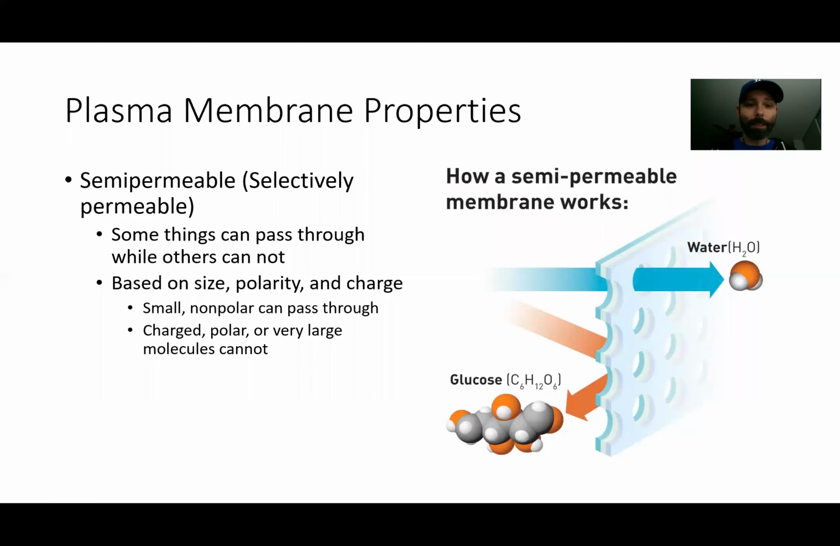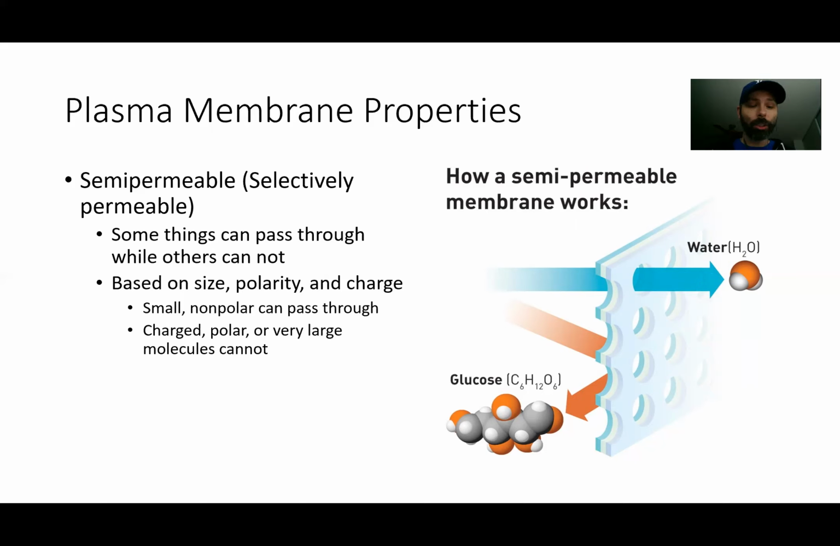The idea of letting some things in and others not is called semi-permeability. Often said, a selectively permeable membrane is another way to describe it. The things that can get in are the things that are small enough to fit between the phospholipid molecules, because remember, those phospholipids aren't actually connected to each other. They're only held together by the hydrophobic interaction, so you can kind of push them out of the way. You have to be nonpolar to pass through that center area, so small nonpolar molecules can pass through.